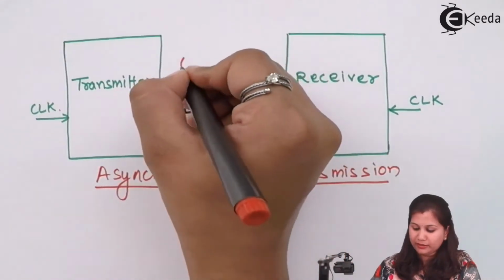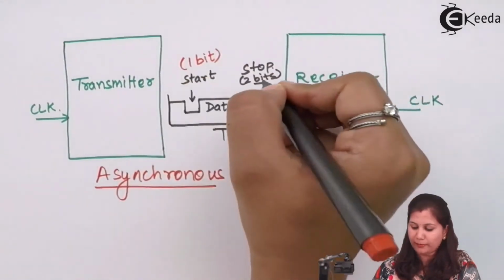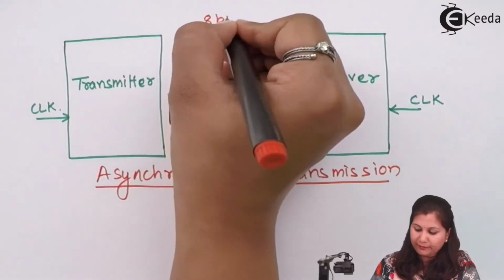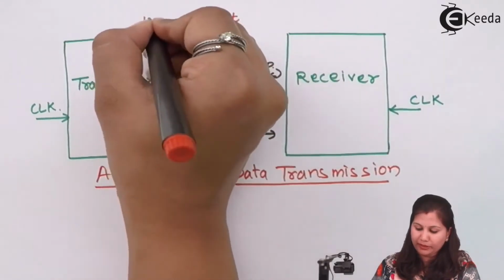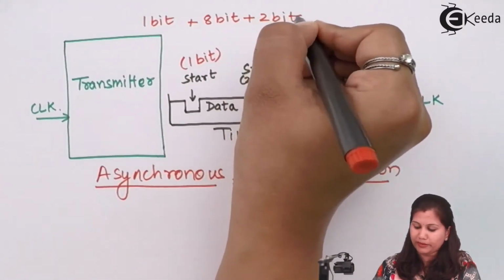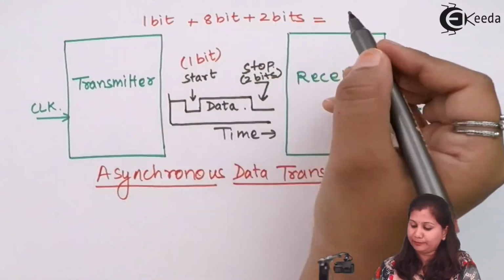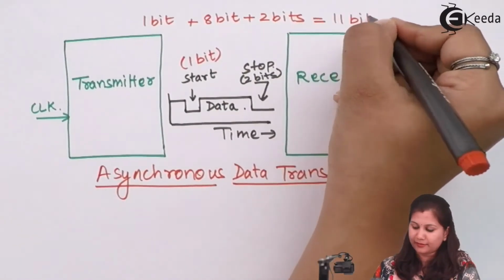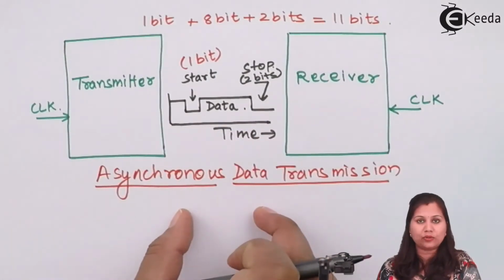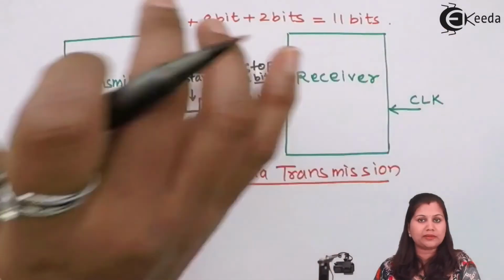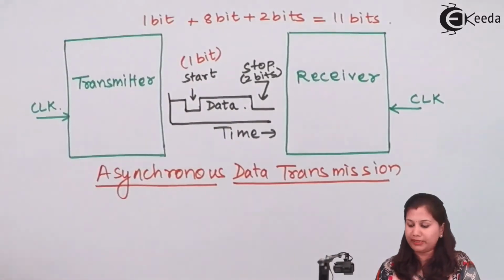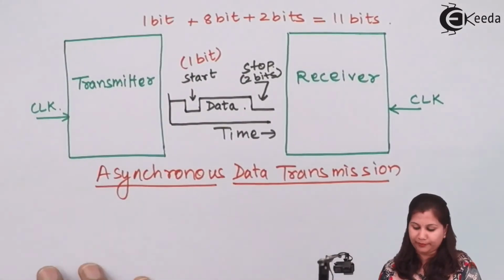For the start bit, only one bit is used, but for the stop bits we are having two bits. So if we are having 8 bits of data, along with that, one bit is the start bit and two bits are the stop bits. So in total we are having 11 bits. Whenever data is transmitted using this asynchronous scheme, we transmit 11 bits: 8 bits of data, 1 start bit and 2 stop bits.